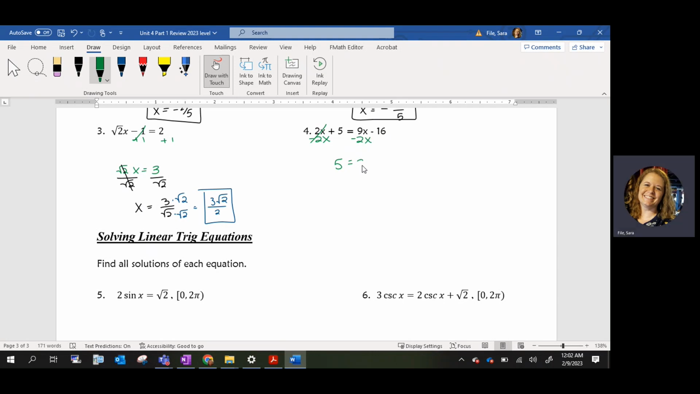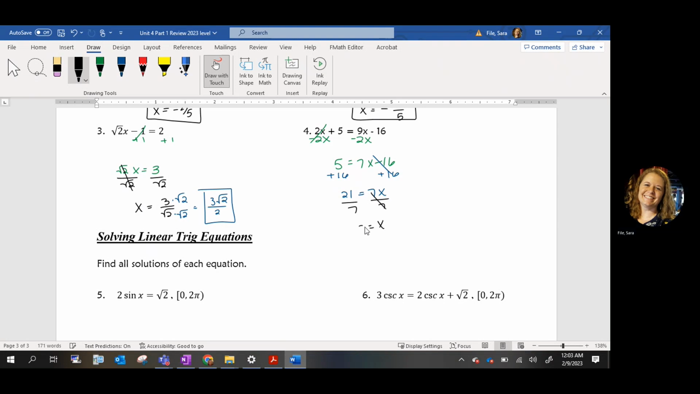So 9 minus 2 is 7. Now we've moved the x's to the right, so we'll move the constants to the left. And then you're ready to divide out your coefficient of 7 to get x by its lonesome, which gives us 3.